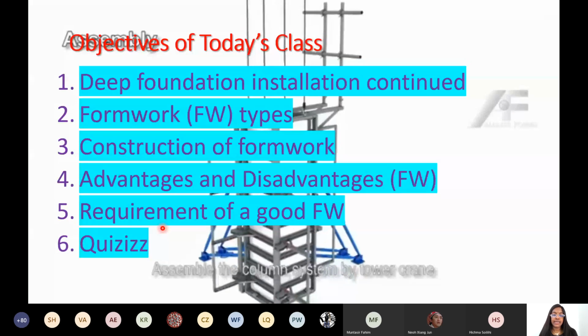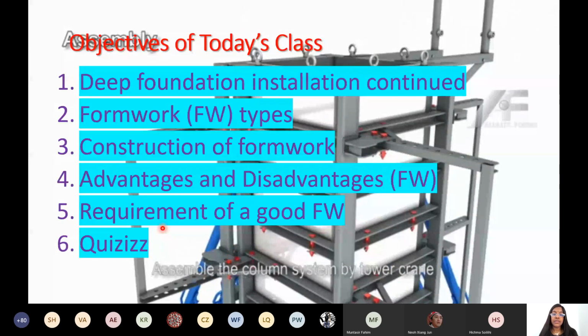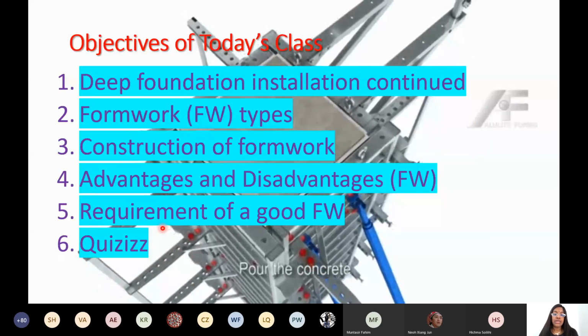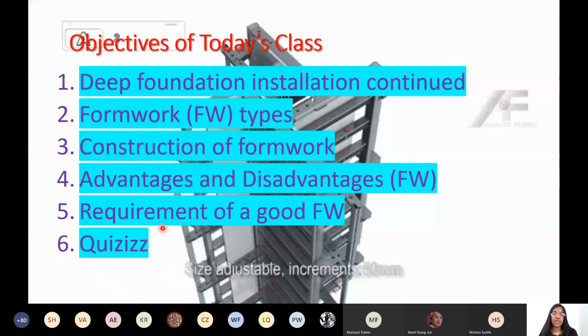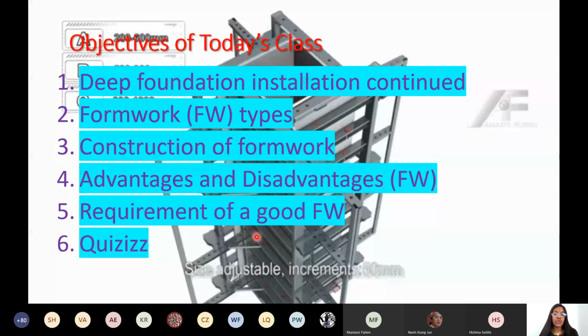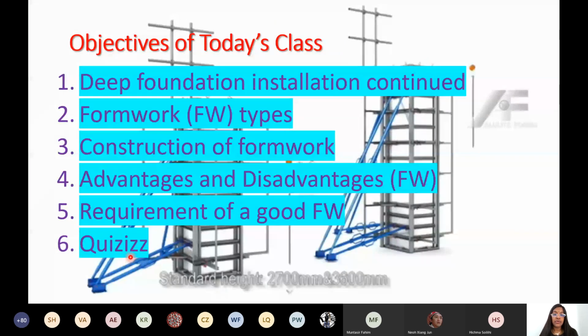Each and every stage has a hazard, right? If it is poorly designed, poorly planned, you end up with hazards. So you have to take enough care. Quality of work should be there, planning should be there, and the construction, right? Requirements of good formwork. Lastly, quizzes. So today, if we have time, we run through. Otherwise, I post to you.